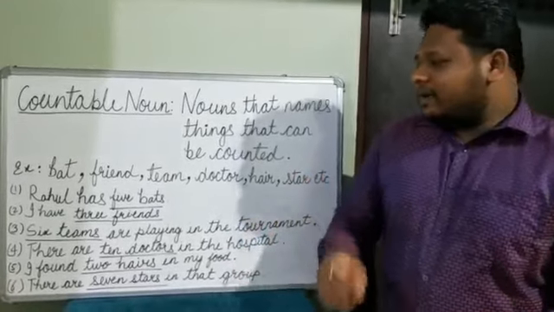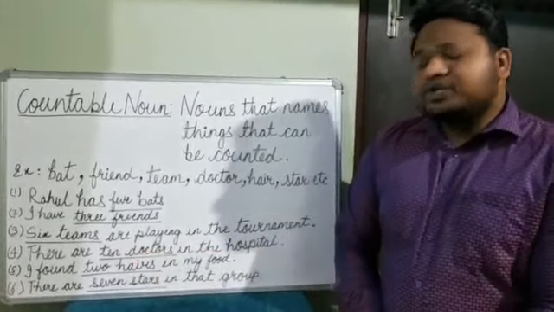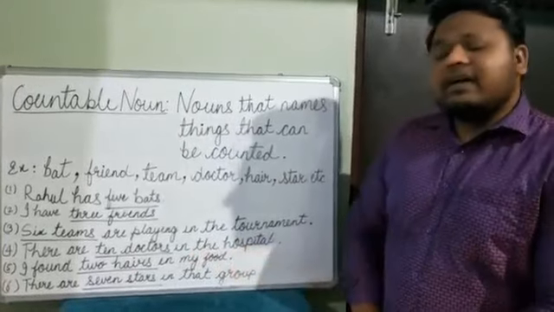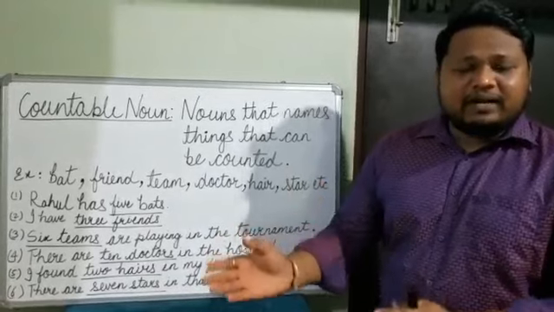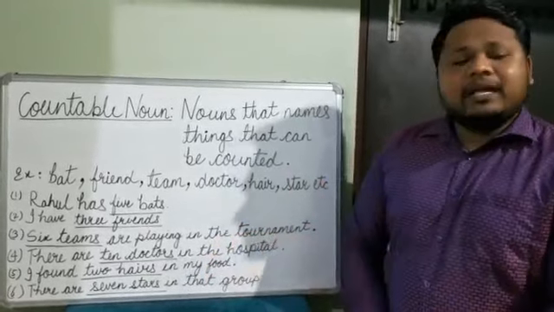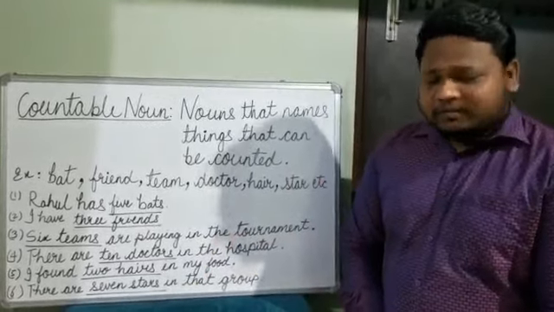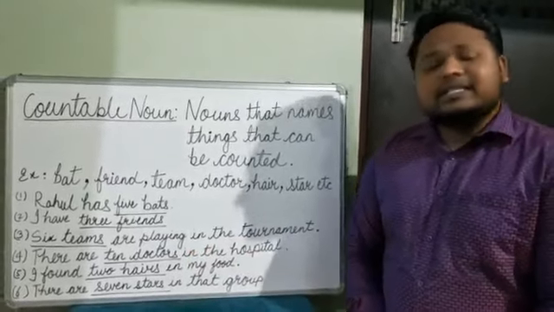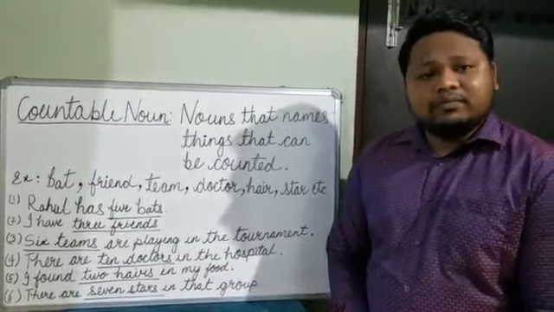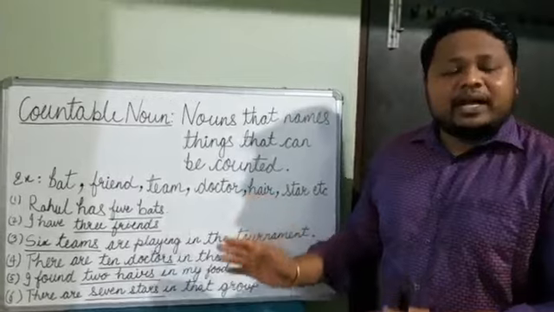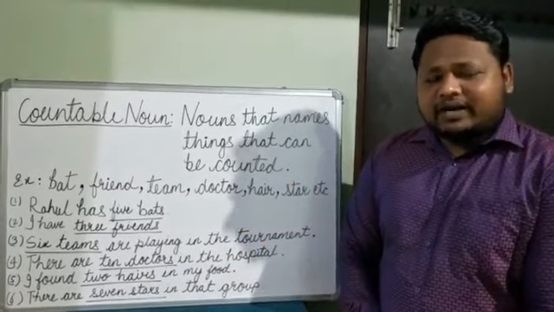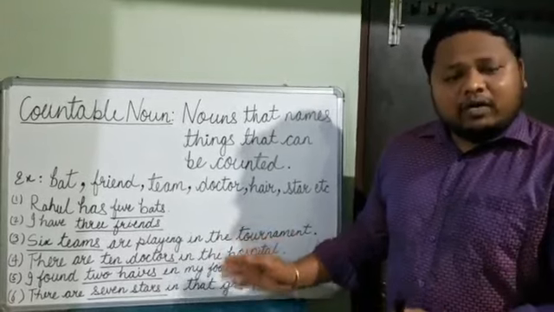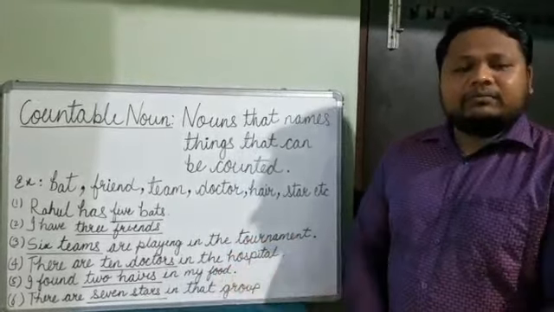For example, I found 2 hairs in my food. So here we can count the number of hairs that I found. So it can be called a countable noun. There are 7 stars in that group. Here also we can count the number of stars for a particular reason. So it could be called a countable noun.